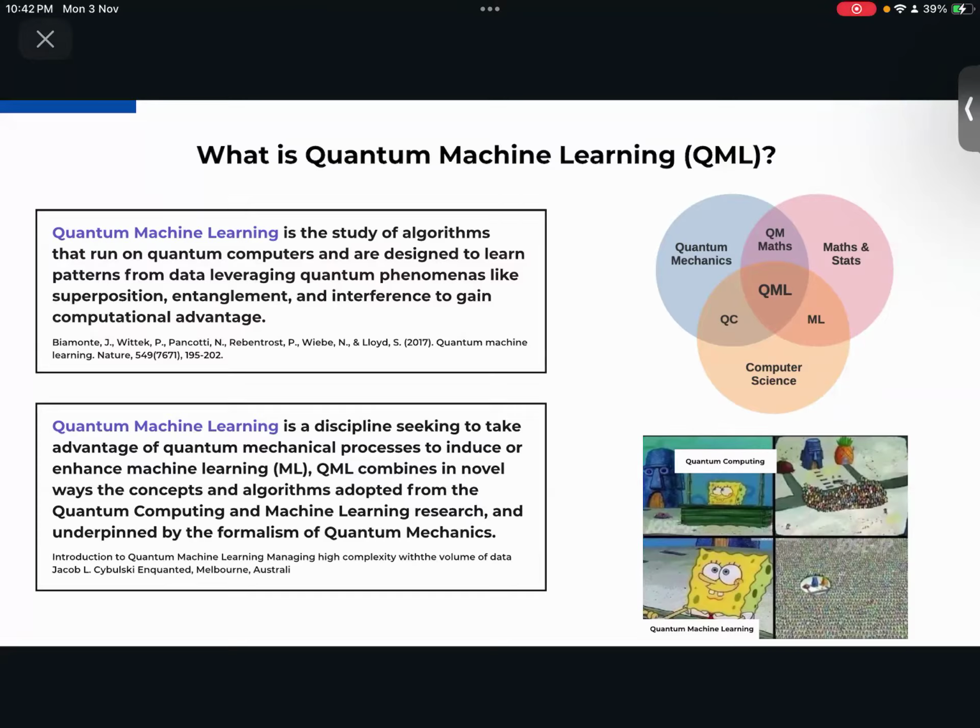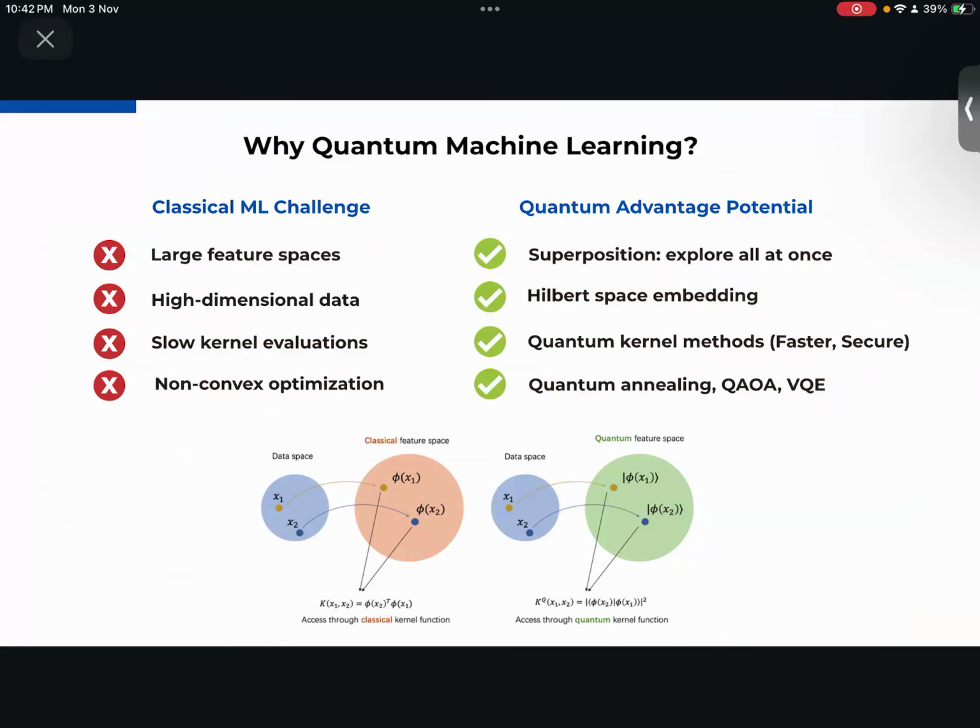With the hype of AI and the hype of quantum computing, the mix of both is quite interesting, and it interests a lot of people, mostly investors and companies as well. So why are we doing quantum machine learning in the first place? We have a lot of challenges in classical machine learning that we are hoping the advantage we can get from the hardware we're developing in quantum can solve.